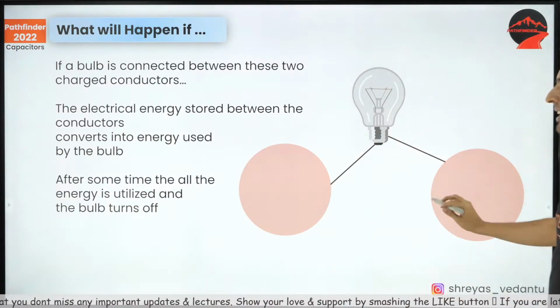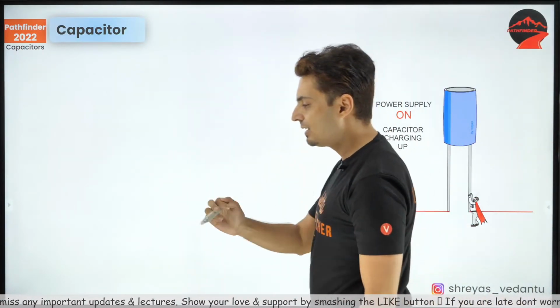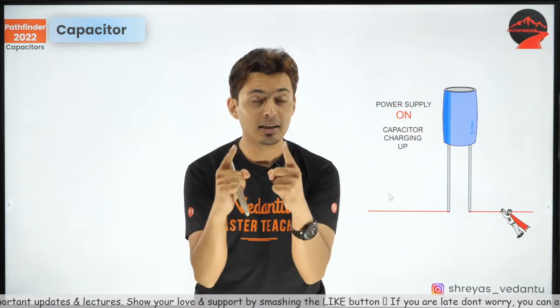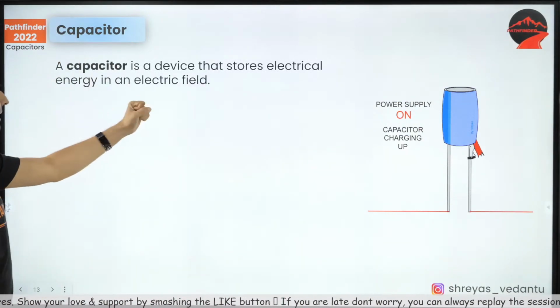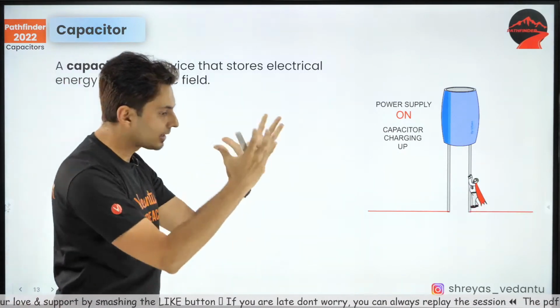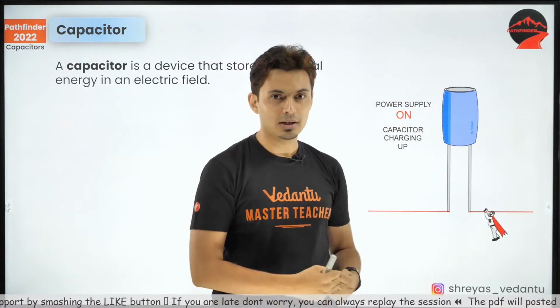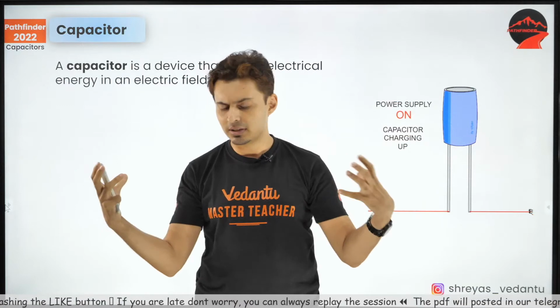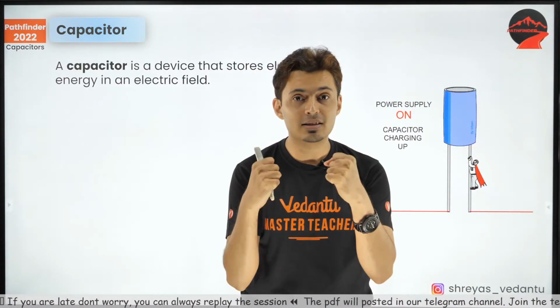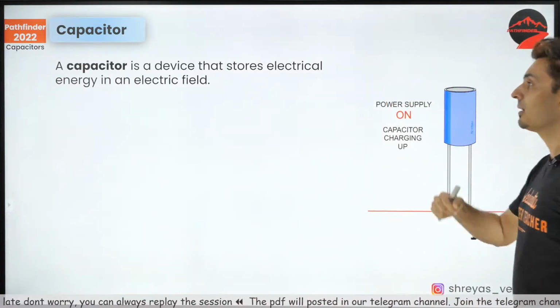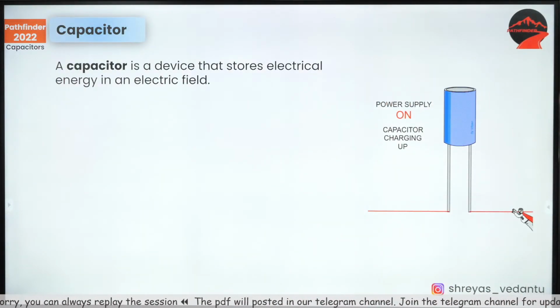Okay, so what is a capacitor? So a capacitor is nothing but an energy storing device, but in which form? Electrical energy. Yes, it stores electrical energy in that electric field which is there around it. You just saw that. There was positive, there was negative, there was a field coming from positive to negative. So that's where it stored the electrical energy. So that's what a capacitor is.